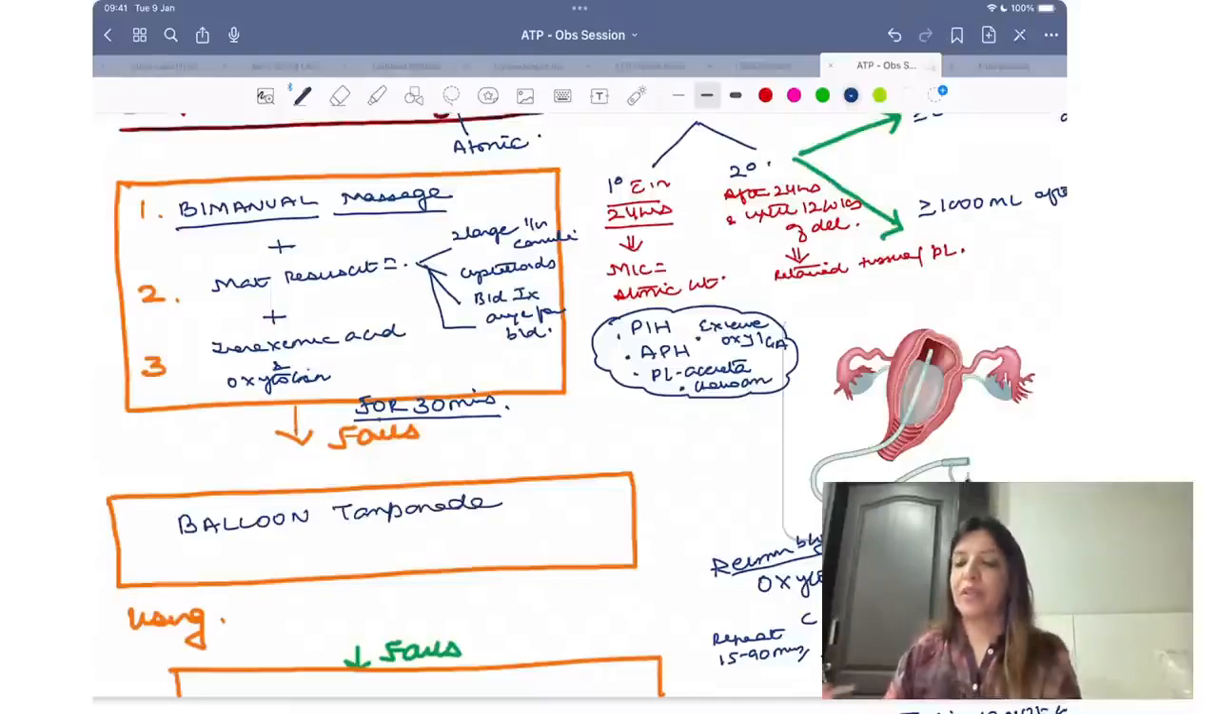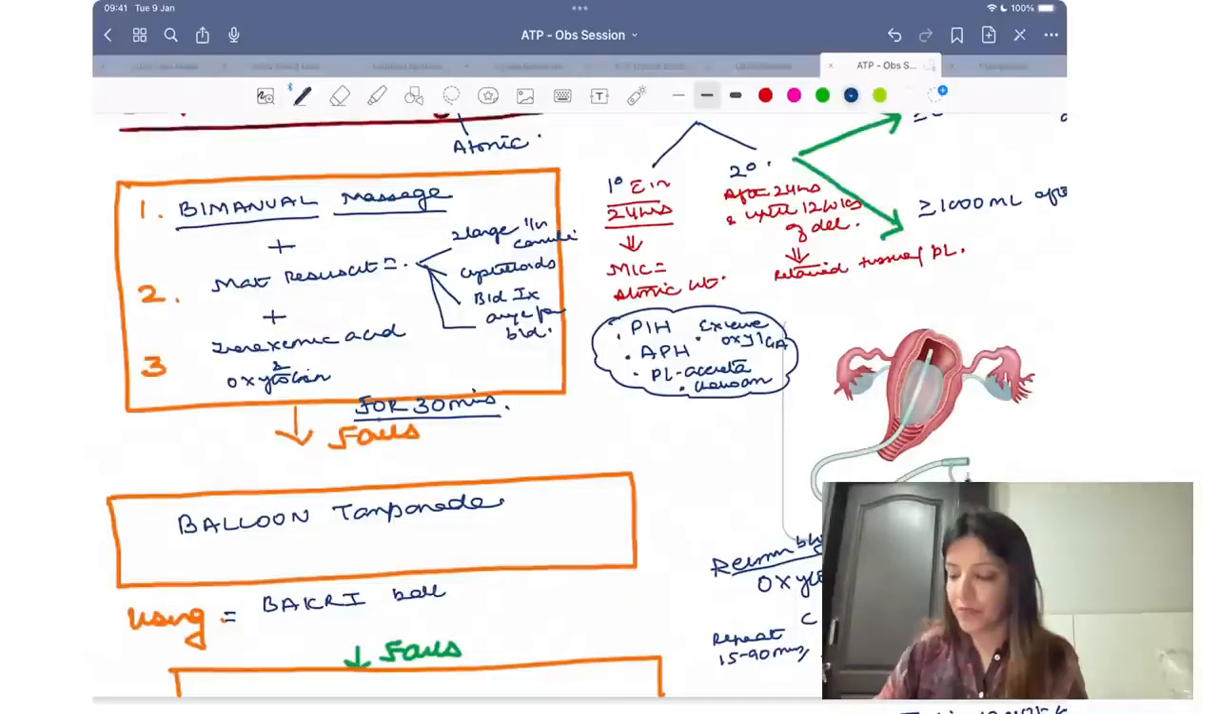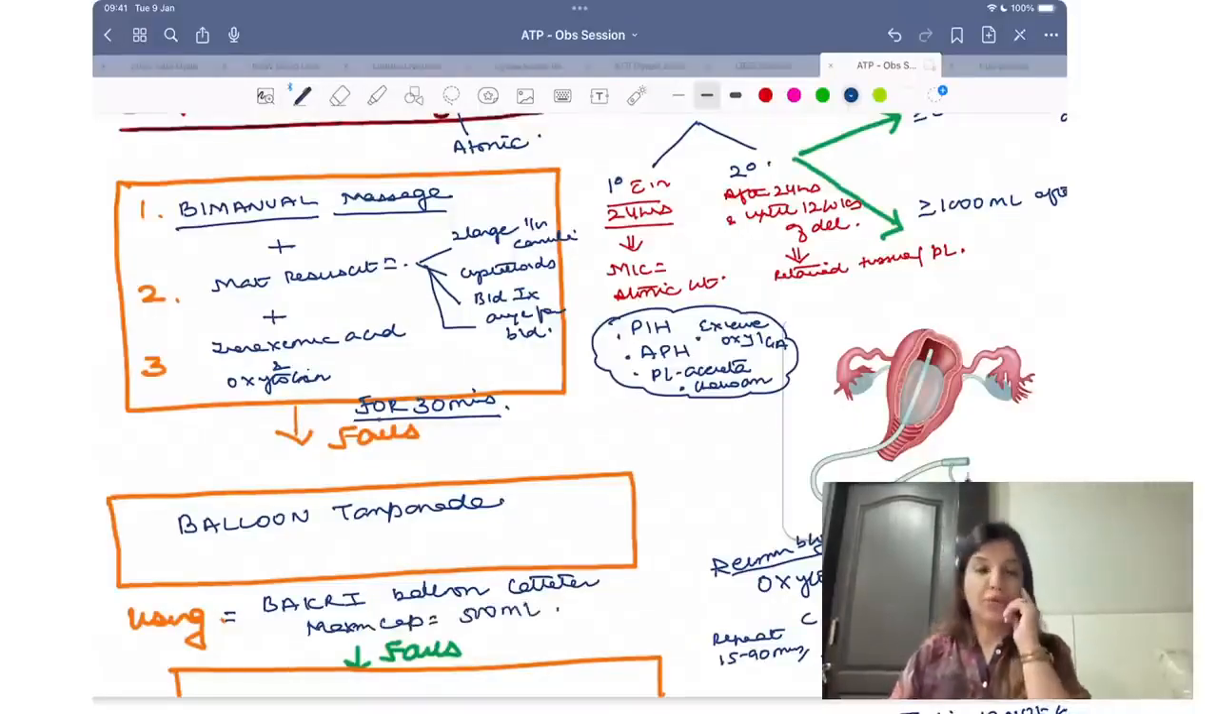Balloon tamponade. Mechanical compression by using balloon tamponade. What are you going to use over here? You are going to use Bakri balloon catheter. They ask you what is the maximum capacity of Bakri balloon catheter. It is 500 ml. Right?